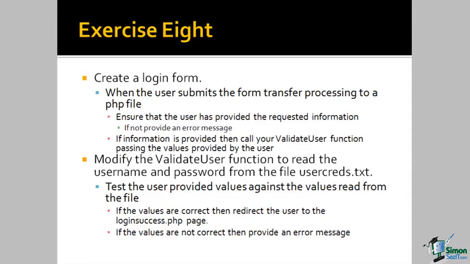If the required information is provided, then call your validate user function, passing the values that were provided by the user. Now modify your validate user function so that it reads the username and passwords from the usercreds.txt file. Then test the value that's passed into your validate user function against the values in the usercreds file to verify the user's username and password.